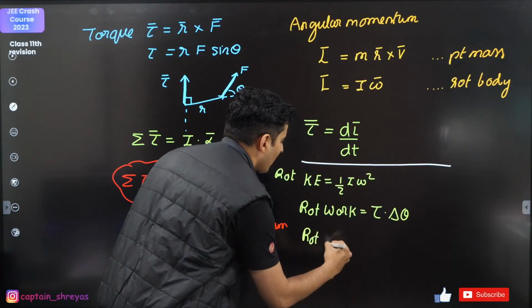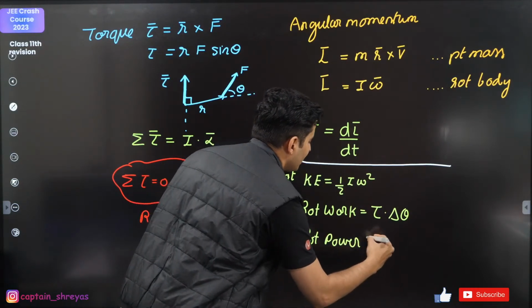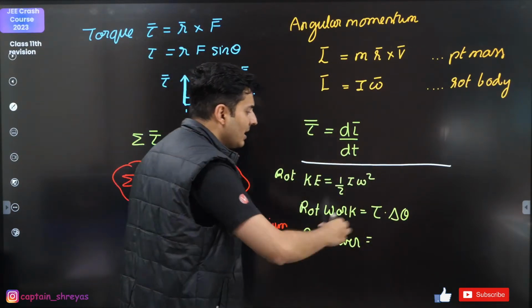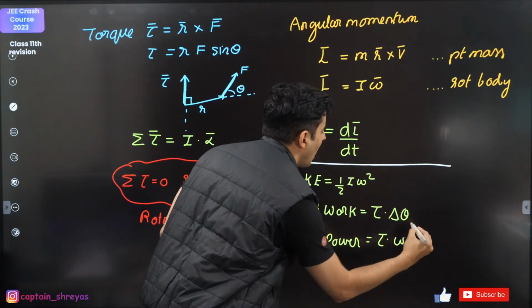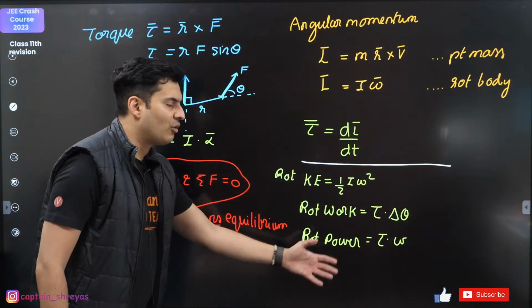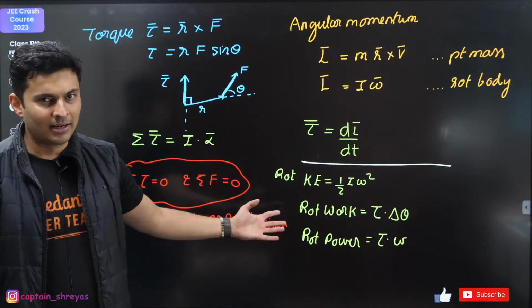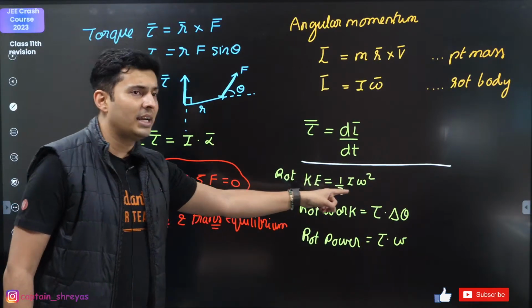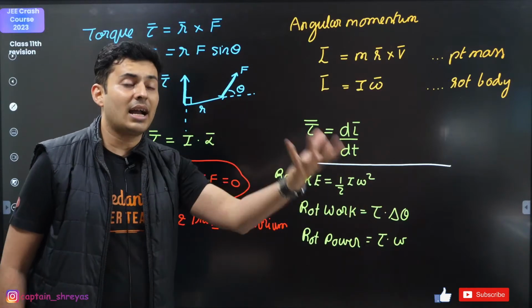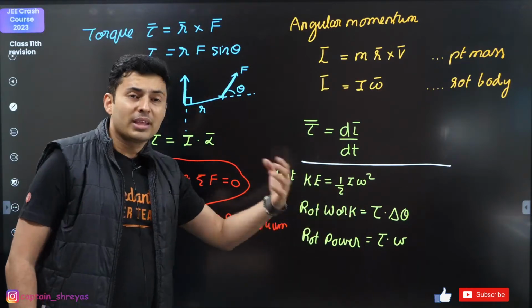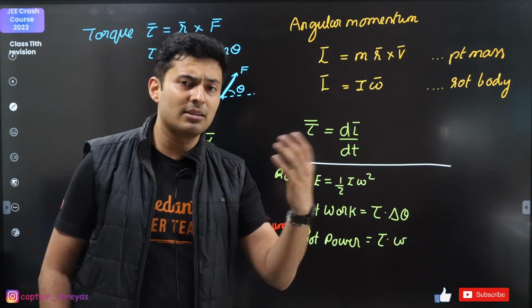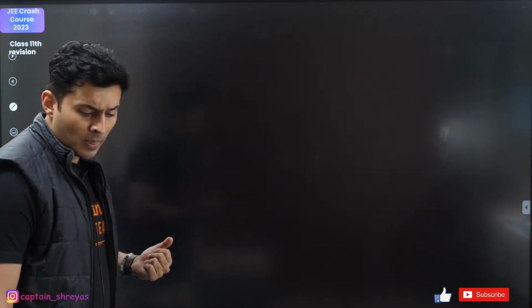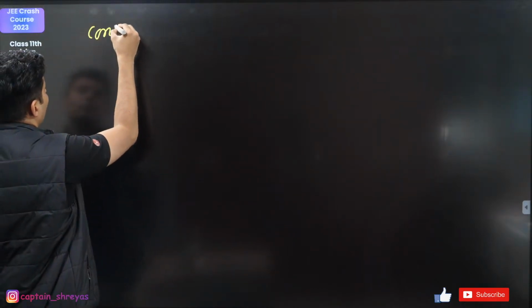Rotational power: just like power was force into velocity, here it will be torque into angular velocity. All these formulas are very, very similar and identical. Okay, so keep this in mind. This is rotational kinetic energy. Mind it, if a body is translating as well as rotating, it will have both kinds of kinetic energy, rotational as well as translational.